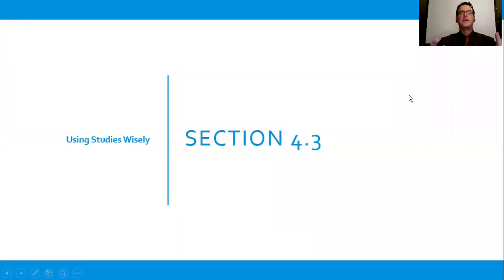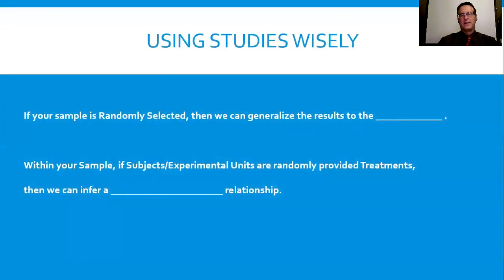All right, ladies and gentlemen, here is our final section on using studies wisely. We're going to talk about two different forms of random: random selection versus random assignment, and what details follow from each of those two forms of work. So let's talk first about random selection, which you see in this first direction. It says, if your sample is randomly selected, then we can generalize the results to the population.